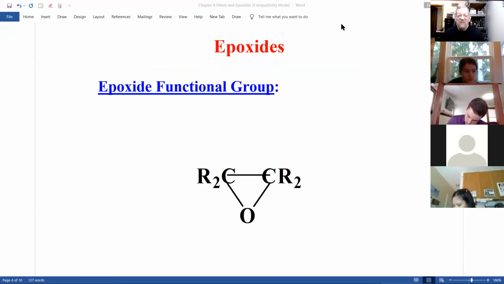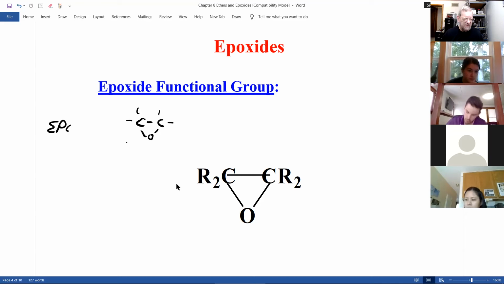And guess what time it is? It's new functional group time. And this new functional group is called epoxides. Now, an epoxide is two carbons in a ring with an oxygen. And there can be things on both carbons. This is called an epoxide.